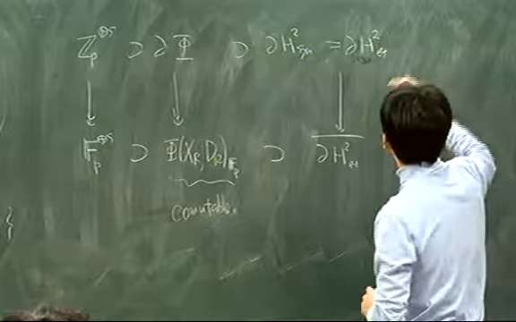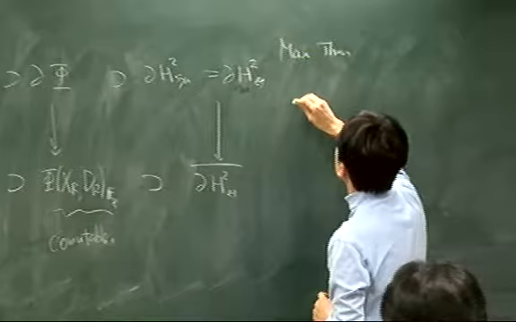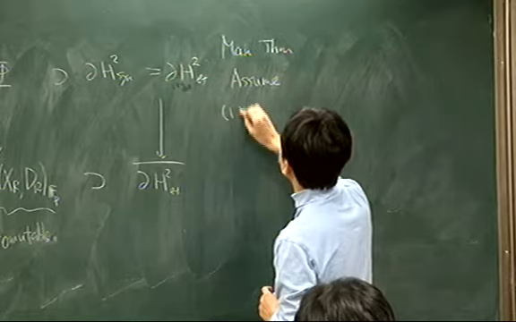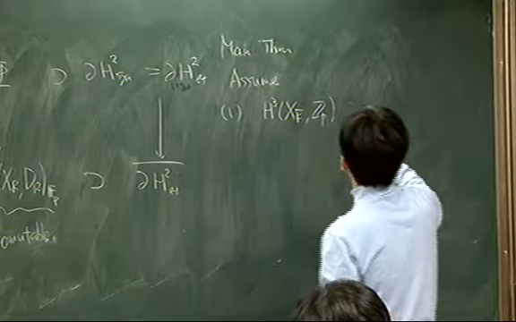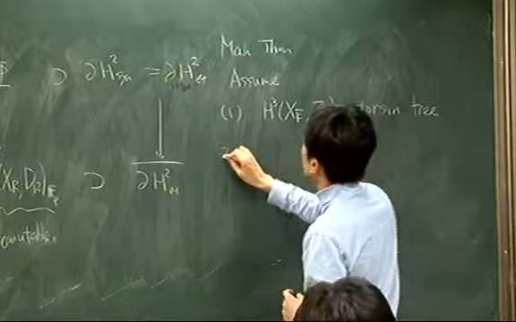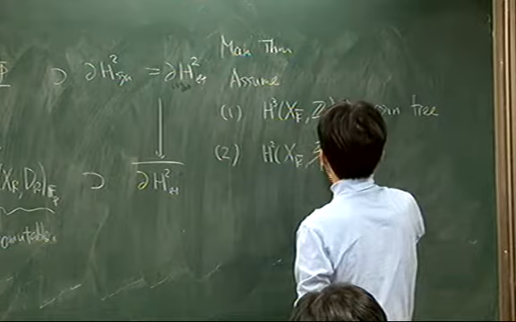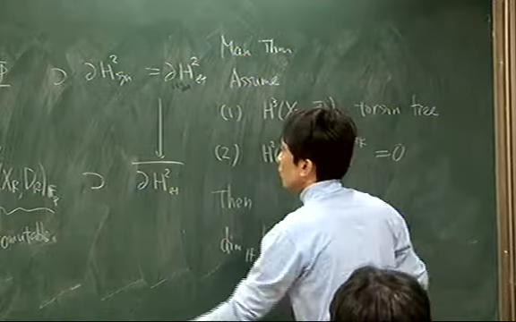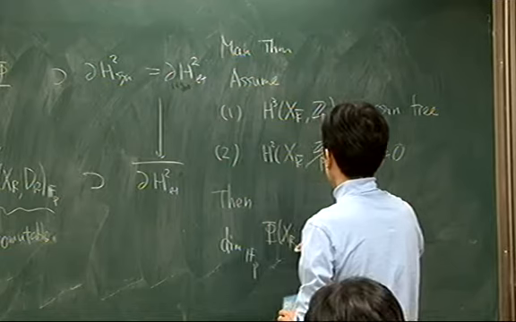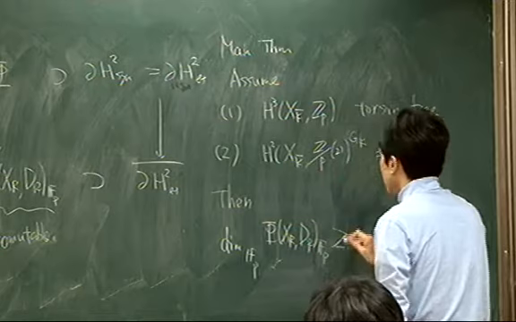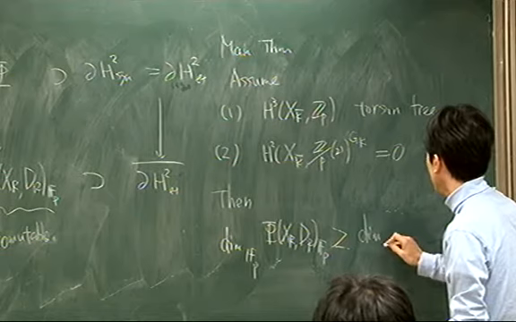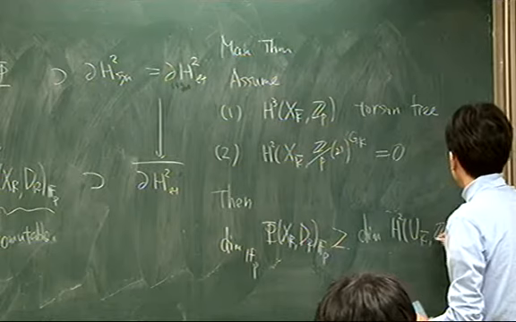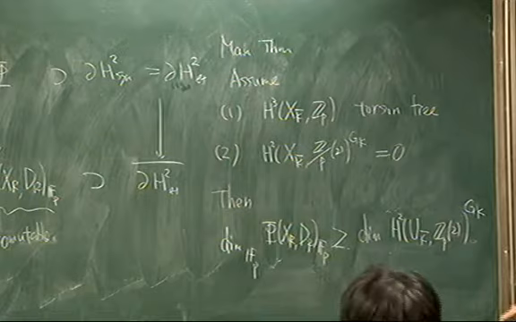Okay, so finally, the main theorem is: assume that first of all, H3 of K bar, Zp is torsion free, and the second condition is H2 of K bar, Qp/Zp, GK is zero. Then the dimension of FP, XR DR FP, is the dimension of H2 U K bar, Zp(2), GK. Okay, this is the main theorem.